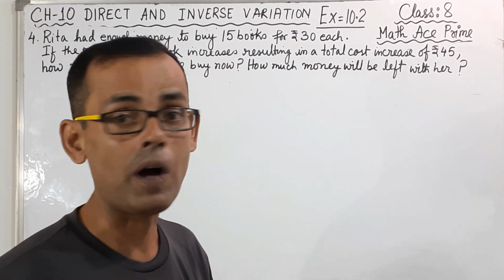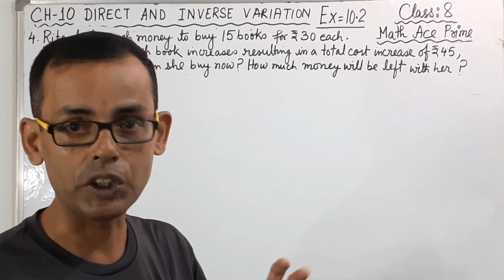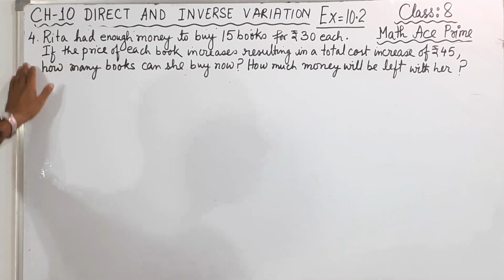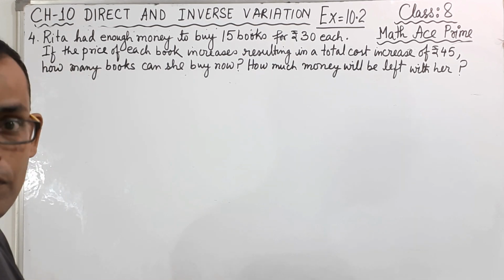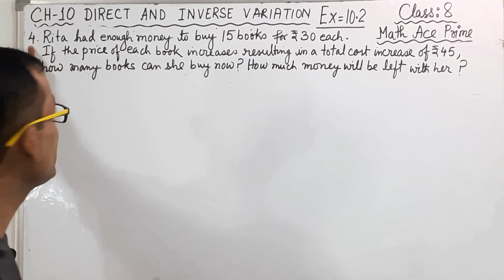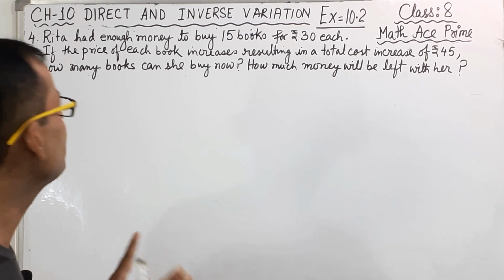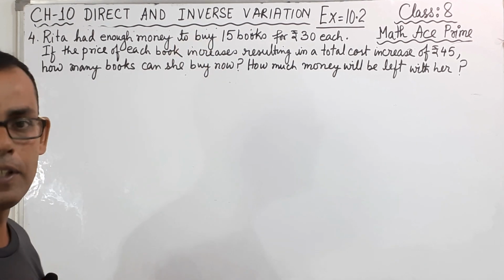Till our previous part from exercise 10.2 we did up to question number 3. Now today we are going to do question number 4. So let's get started. So question number 4, what is it telling? Rita had enough money. So with Rita there is enough money to buy 15 books.